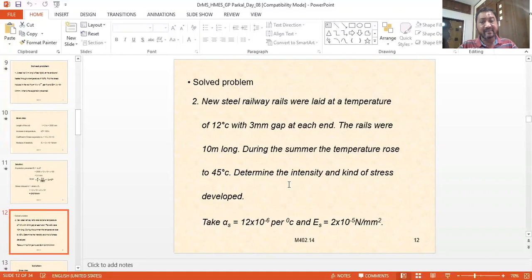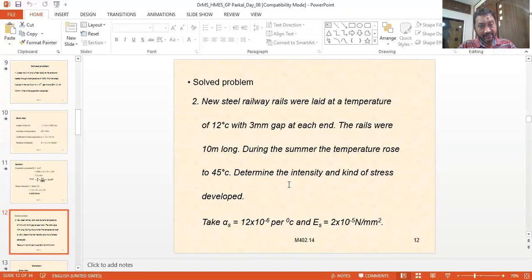So here what is happening is, the newly constructed railway line has been laid with new steel rails, and they are having a gap of 3 millimeters. So a gap is there. Here they are laid down at 12 degrees centigrade. Now in the summer the temperature goes to 45 degrees centigrade. So there is an increase in temperature.